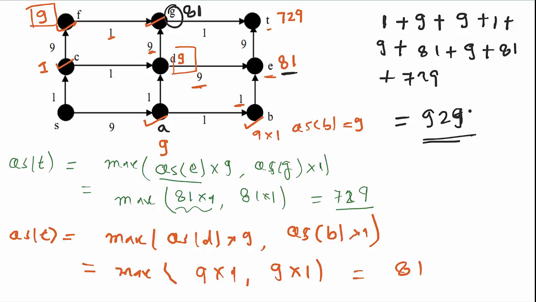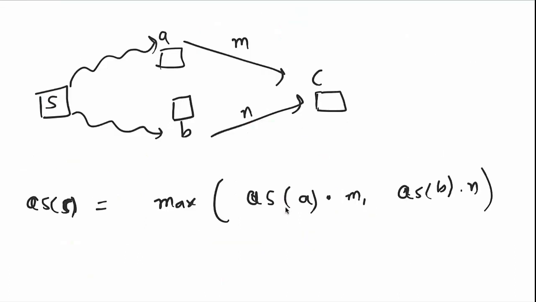I hope this question is clear. The only smart technique that we have applied is this formula, right? This is called dynamic programming, where we are reusing the quality scores that are pre-computed. Instead of computing all the paths again and again and then computing the quality scores, we just reuse the quality scores of the intermediate vertices.